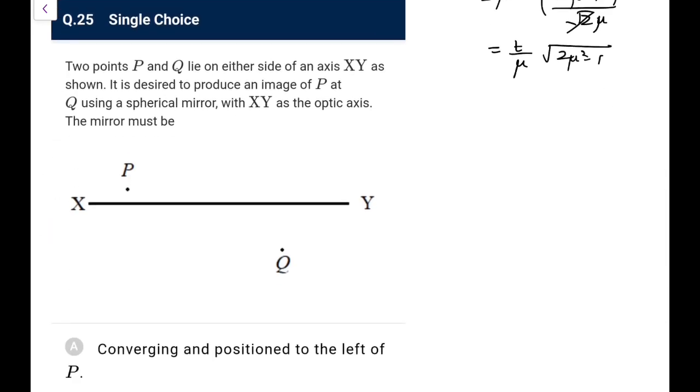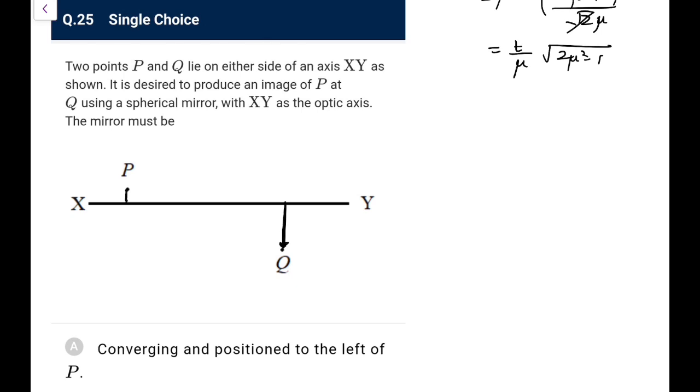Next one, 2 points P and Q on either side of the axis xy as shown. It is desired to produce an image of P at Q using a spherical mirror with xy as the optic axis. The mirror must be? So there are 2 points P and Q that lie on either side of the axis. First of all, I can see that it is an inverted and magnified image.